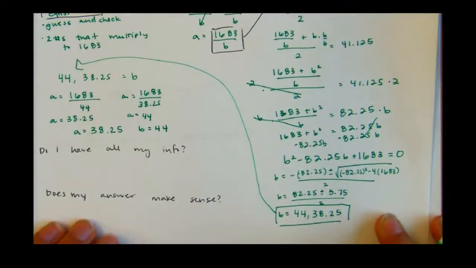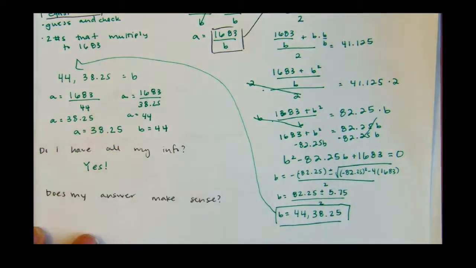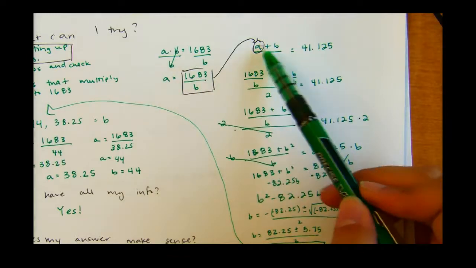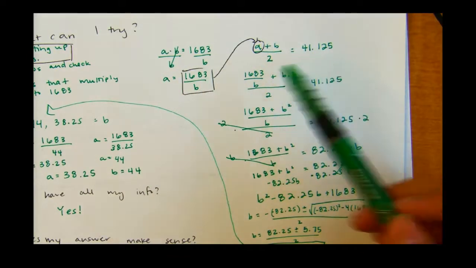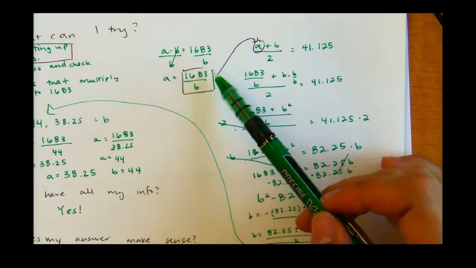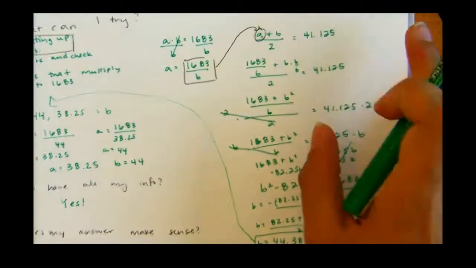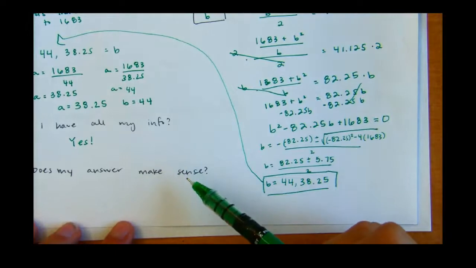So do you have all your info at this point? Yes. I've got my two numbers. Now I've got to go back and ask myself, does my answer make sense? In which case, I can actually use these two equations that I came up with. When I take the average of these two numbers, does it equal 41.25? When I multiply these two numbers, does it equal 1,683? Go ahead and check your work. Do these two numbers make sense in the end?